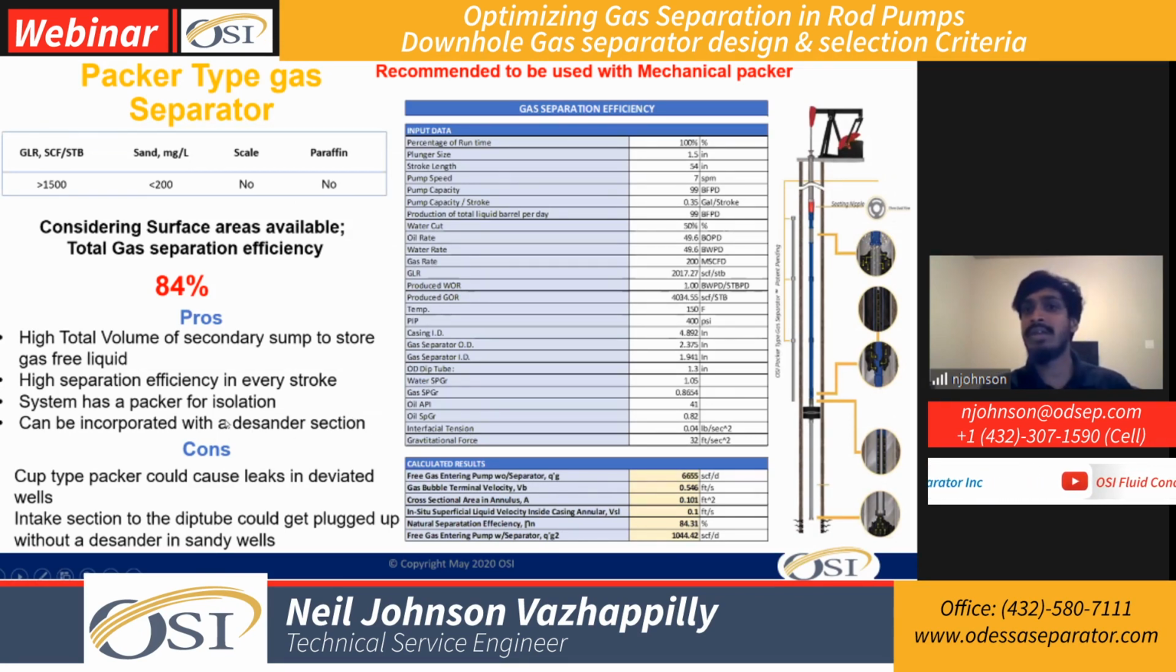But considering the GLRs and the gas separation efficiencies, we can get a much higher separation efficiency, as calculated with the same pump speed and production rates. So we can get about 84%. Again, this can be improved by adding a gas vent. Also, this calculation does not take into consideration coalescence, but it definitely adds to the overall separation efficiency.